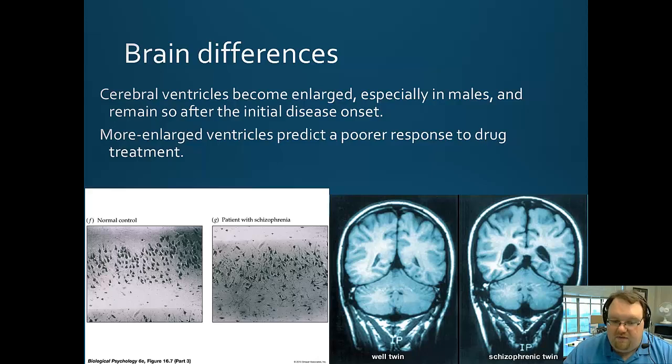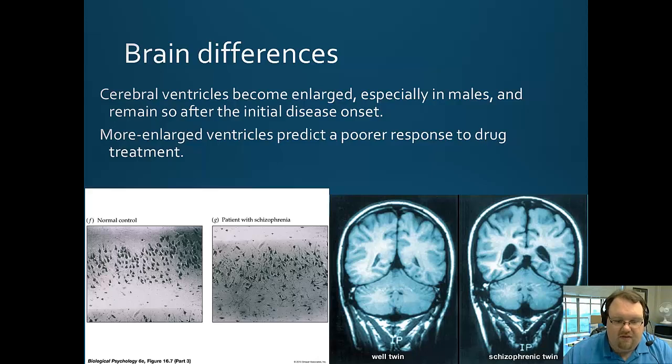So there are significant brain differences observed with schizophrenia. The one that's probably best known is that the cerebral ventricles are enlarged, especially in men, and this remains after the initial disease onset. So here you can see two brain scans, and you see a significant difference in the ventricles, even though these are actually identical twins. So why does this happen?